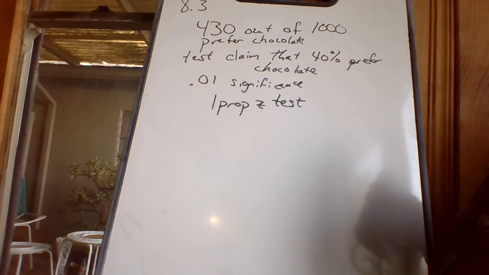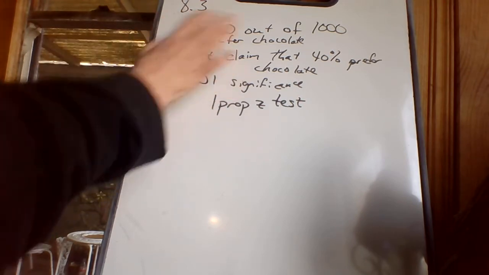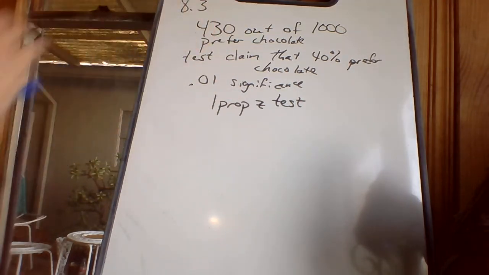Step 1, write hypotheses. So I have to read through all this stuff up here and find the hypothesis. That's the claim. All right, 430 out of 1,000. That's someone actually did some work. Someone went out there, asked some people, got some numbers. Claims are just things people say off the top of their head. So I'm going to test a claim that 40% prefer chocolate. That's the test. That's the claim.